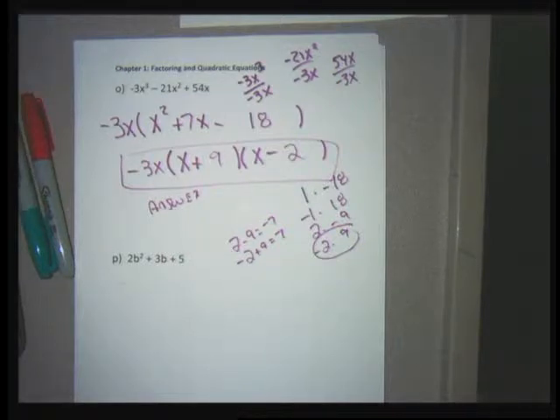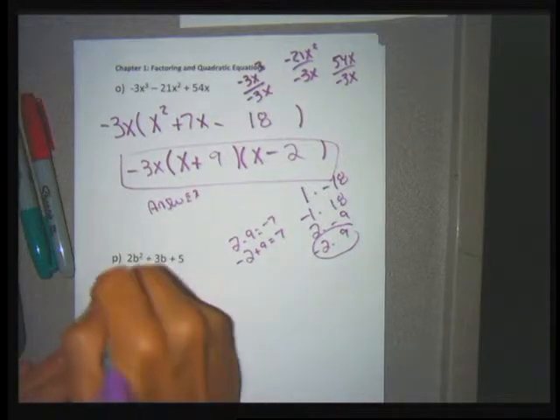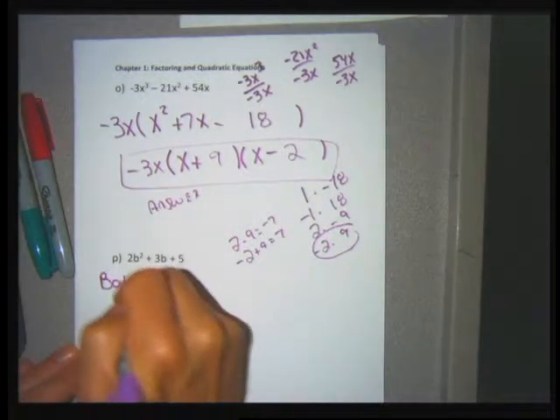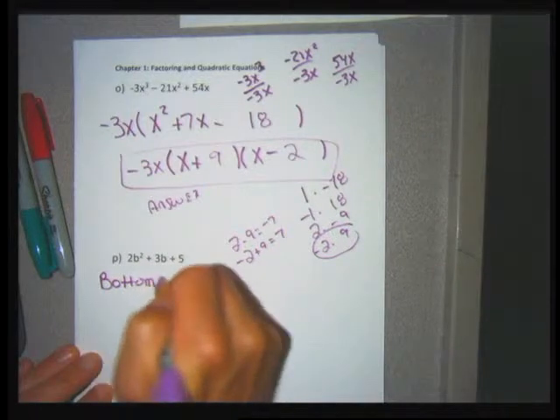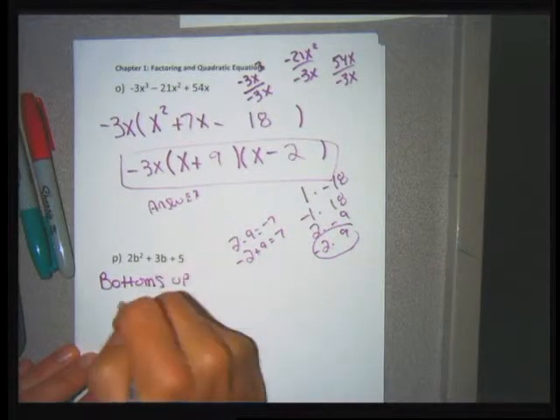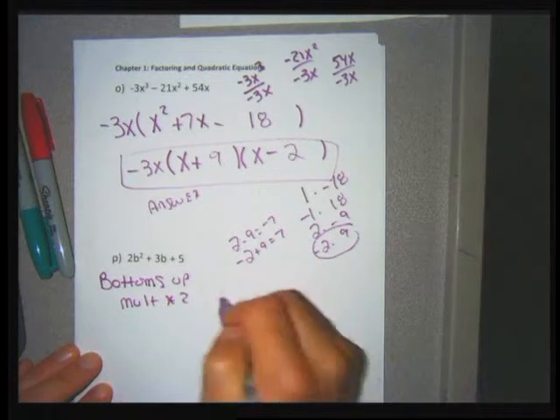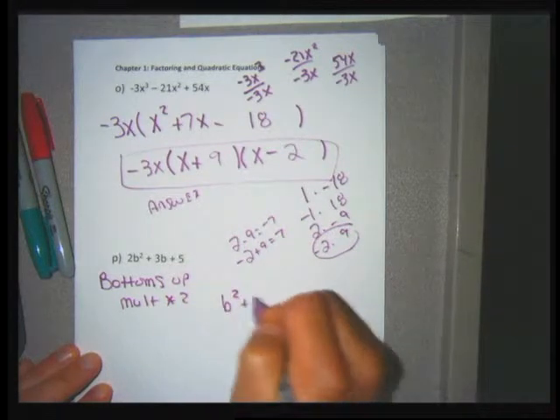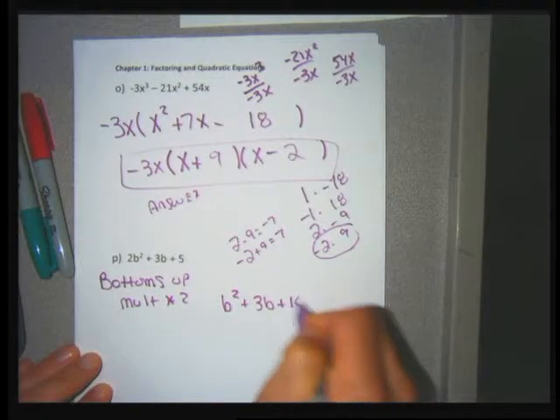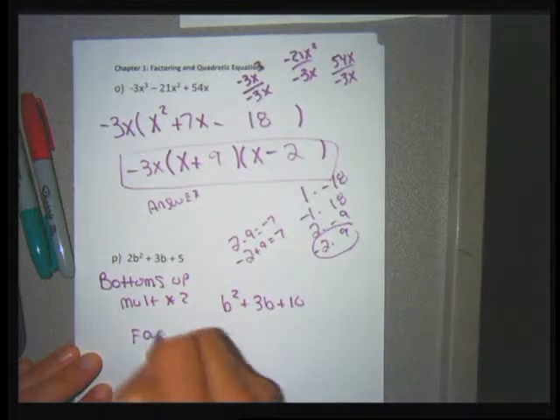P, it's a double plus, so I know I'm going to double plus. It's also bottoms up because of the 2 in front of the b squared. There's no common factor, so I'm going to bottoms up. Anytime you're factoring with 3 terms, and if there's a number in front of the first term, you bottoms up. So I'm going to start off by multiplying by 2, and I'll get b squared plus 3b plus 10. And then I'm going to factor this.